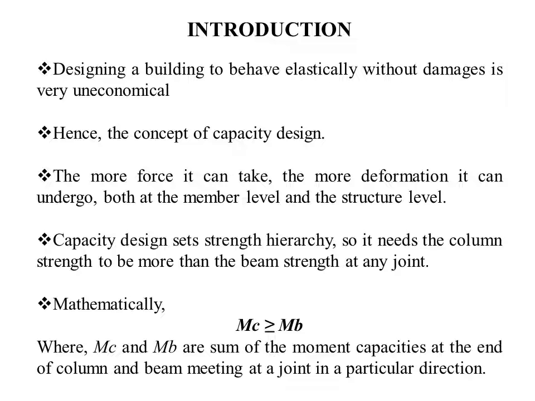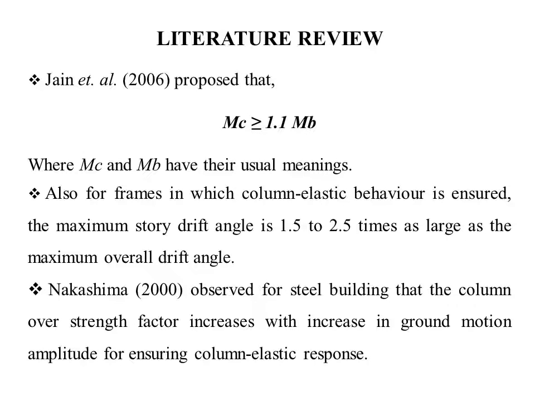In elastic design, for the whole building to behave elastically, the design would be very uneconomical. Hence the concept of capacity design came into effect. Capacity design basically incorporates the concept of strong column weak beam. In simpler terms, it means that the column strength has to be more than the beam strength for the hinges to be formed in the beams and not the columns, for proper strength and proper safety of the building. Now, many scholars have proposed various relations in this regard.